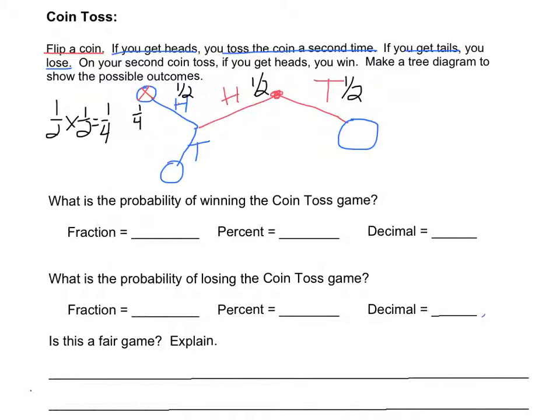Our chances of losing on the second flip is also a 1 in 2 chance. So 1/2 of 1/2 is 1/4. Over here, though, because I don't get to flip a second time, this is equal to 1/2, or 2/4. So the probability of winning the toss game is only a 1 in 4 chance, or 25%.